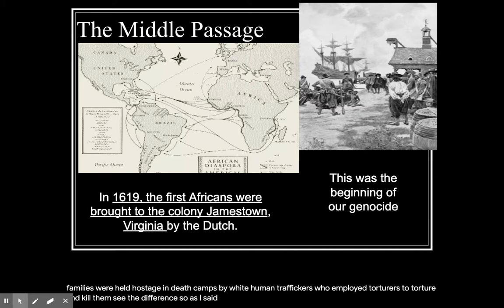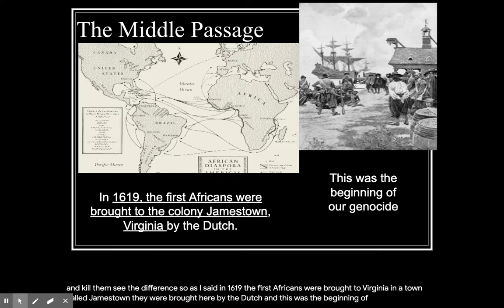So, as I said, in 1619, the first Africans were brought to Virginia in a town called Jamestown. They were brought here by the Dutch, and this was at the beginning of the genocide that we committed.